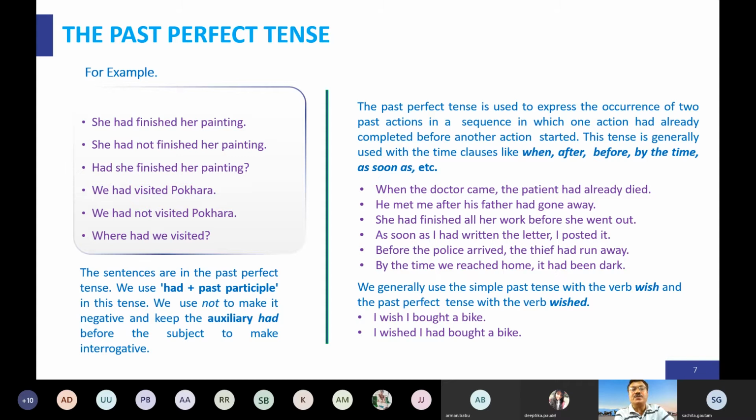Before the police arrived, the thief had run away. There also the same case. By the time we reached home, it had been dark. In the past time, when we reached home, it had already been dark.